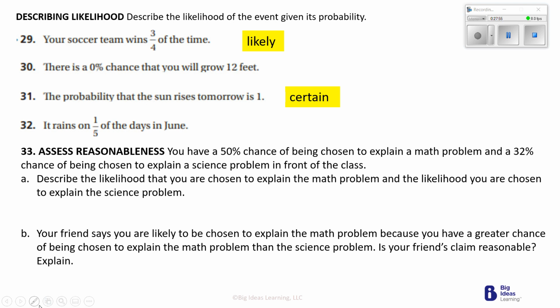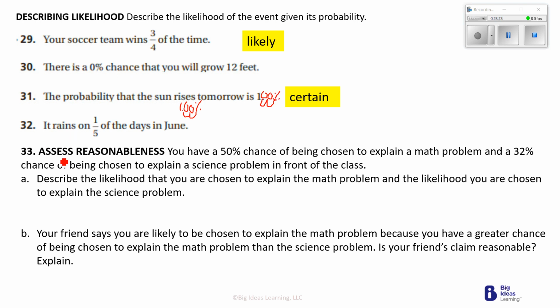And for those that didn't understand what I said about turning to 100%, remember, let's just say like 100%, to turn it into a decimal, I have to move my decimal 2 places, which makes it 1. So to turn a 1 into a percent, I would move it 2 decimal places in the other direction, and that's 100% certainty, right? Number 32 is yours to do.